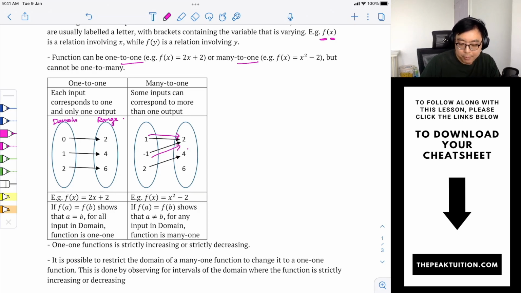Okay, so a simple example will be these two functions here. I highly recommend you to just draw it out, and you will see why one is one-to-one and one is many-to-one. It also helps you with your graphing practice, sketching graphs.